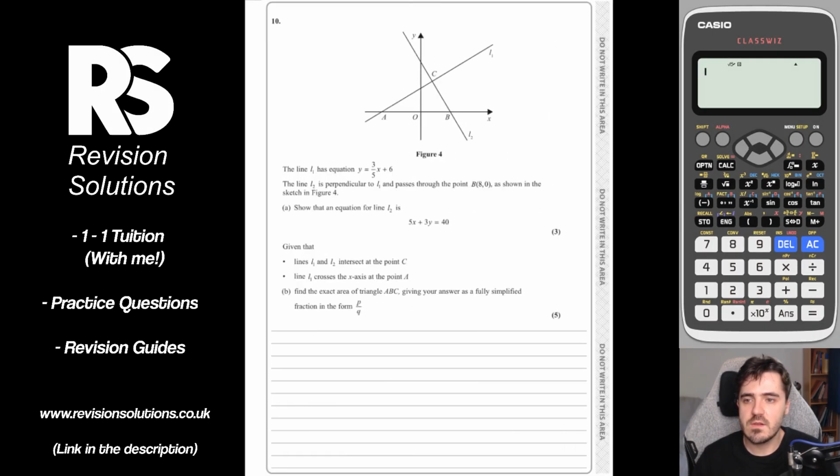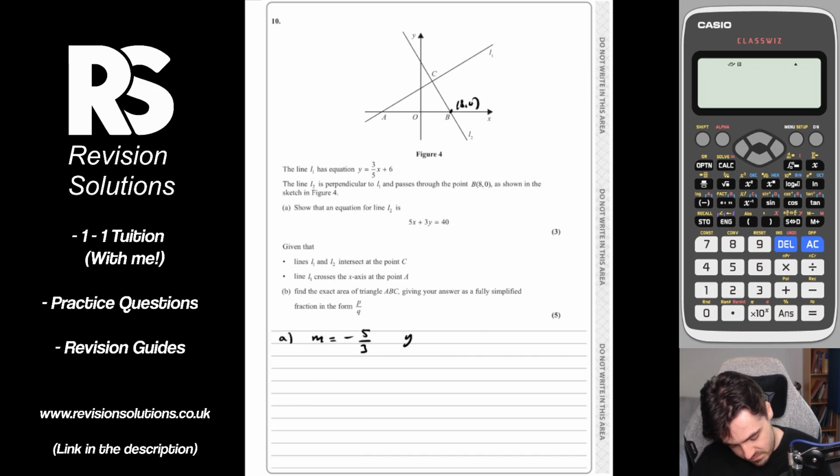Moving on now to question 10. It says the line L1 has equation y equals 3/5 of x plus 6. The line L2 is perpendicular to L1, that's important information, and passes through the point (8, 0) as shown on the diagram. So that's the point (8, 0). Show that the equation for the line L2 is 5x plus 3y equals 40. Well, L2 is just another straight line, so it's going to have the equation y equals mx plus c. We know the gradient already because it's perpendicular to L1. So if L1 has a gradient of 3/5, then L2 must have a gradient of minus 5/3.